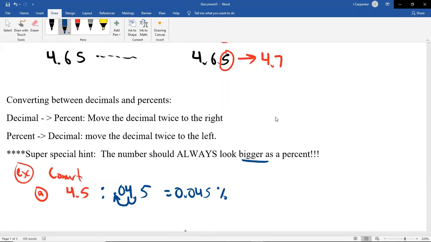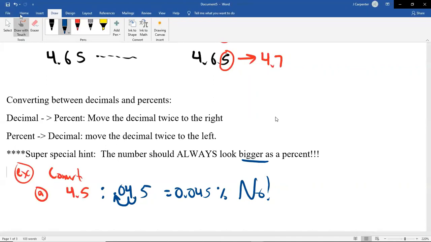But does that look bigger as a percent? No, this looks terrible. This number, 0.045, looks smaller than 4.5, and the whole special super hint is the percent number should look bigger. Now, if you move the decimal too many times, that super special hint is not going to correct that. But just remember, converting between the two, it's always twice. You're always moving twice left or right when going from percent to decimal. That's not the case for, say, converting a fraction to something else. It's just converting between these 2 things only. So don't try and use that in other ideas.